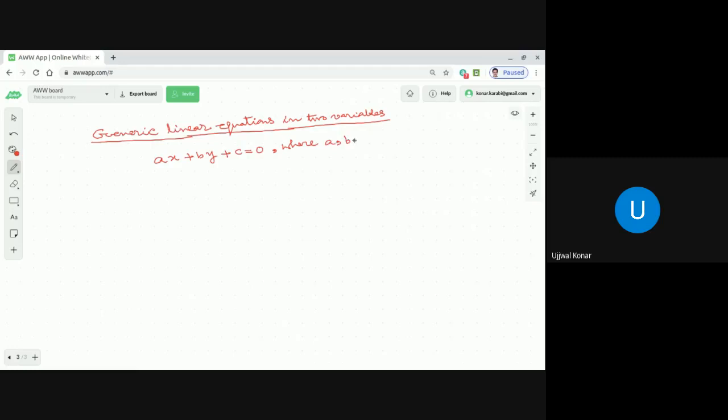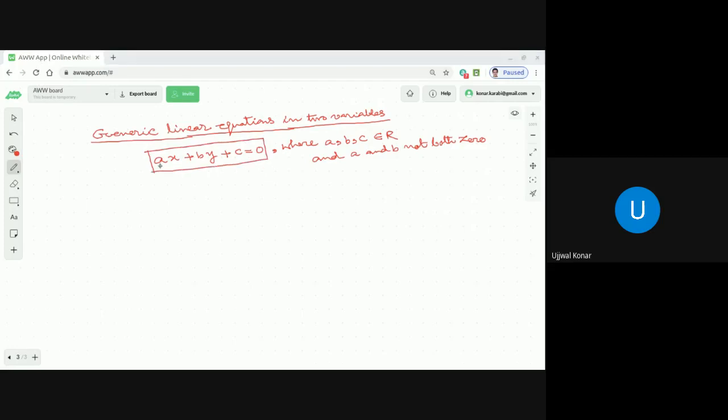Where a, b and c belong to R, that means they belong to the set of real numbers, and a and b are not both 0. That means they cannot be 0 at the same time. This kind of equation is known as a linear equation in two variables: ax plus by plus c is equal to 0.